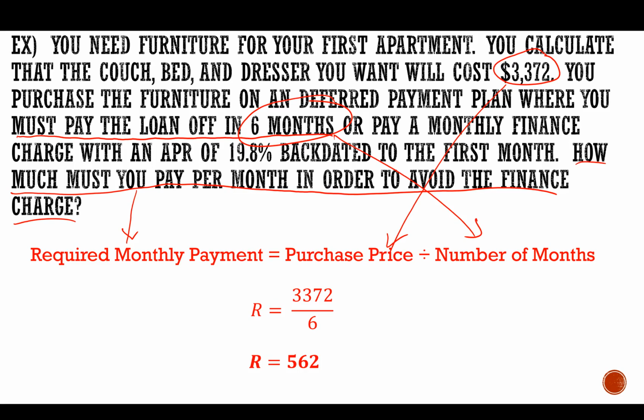However, if you don't make that payment that month, or you don't make a full payment, or it takes you even a little bit longer than 6 months, all of a sudden, what they'll do is they'll go back in and charge you 19.8% interest, not on what you have remaining, but on the entire purchase, on the entire loan amount. All right, and that's no fun. All right, so $562 a month will keep you out of having to pay interest here.